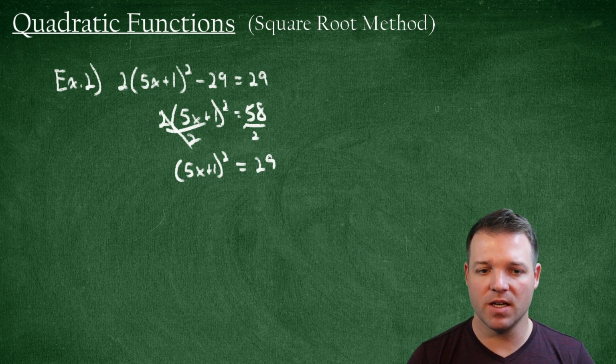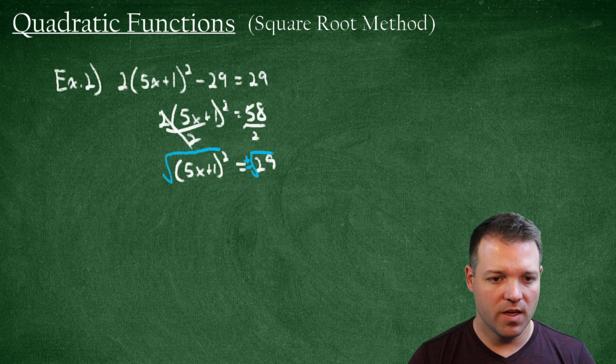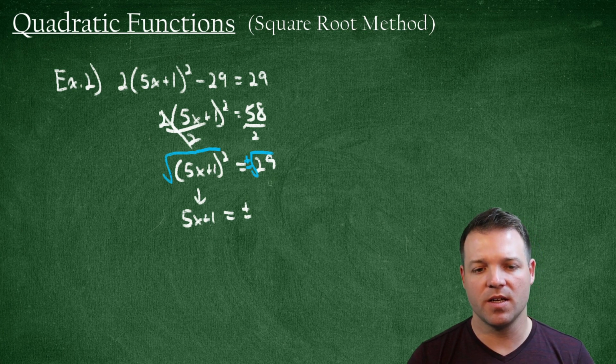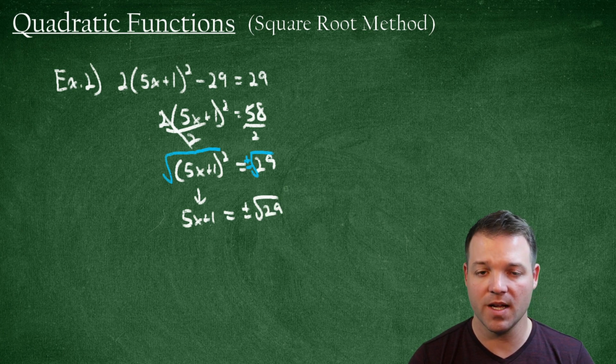Let's go ahead, we got this nasty part isolated, so let's go ahead and undo it. I'm going to take the square root of both sides, but don't forget that plus or minus out front of the square root of 29. And so the inside is going to pop out. So I have 5x plus 1 is equal to plus or minus the square root of 29. Can I simplify that at all? I don't think I can. So let's just leave it as the square root of 29. There we go. Cannot be simplified.